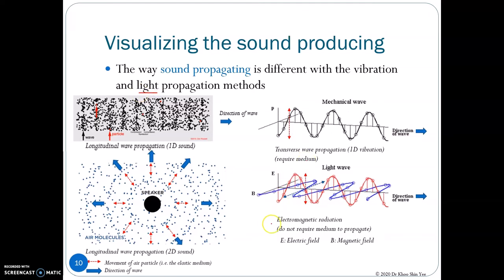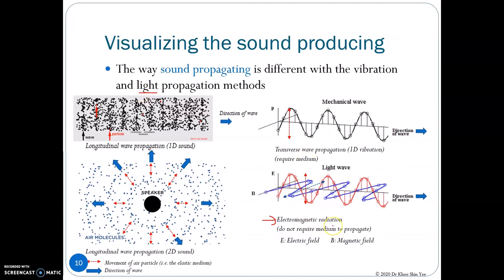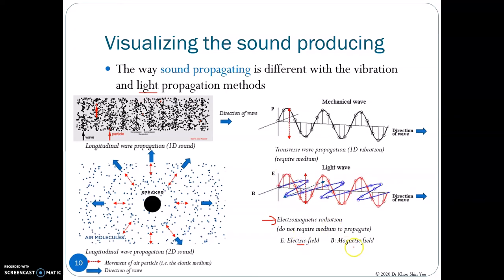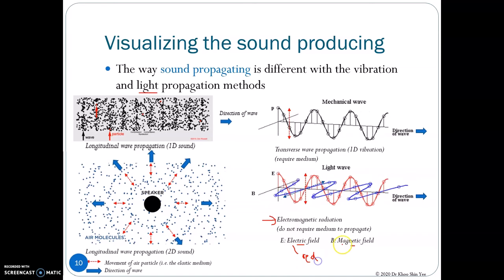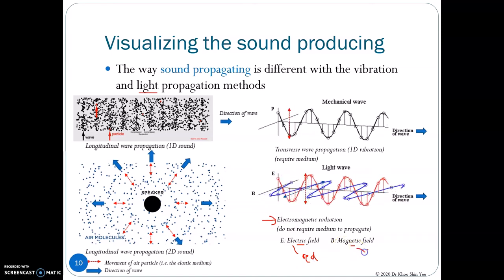Light is propagated in an electromagnetic radiation manner, where you can see it consists of an electric field and also a magnetic field. The electric field is in the red color here, while the magnetic field is in the blue color here.